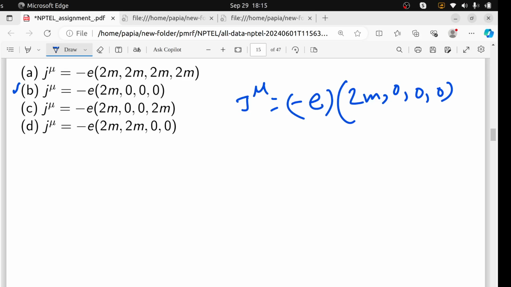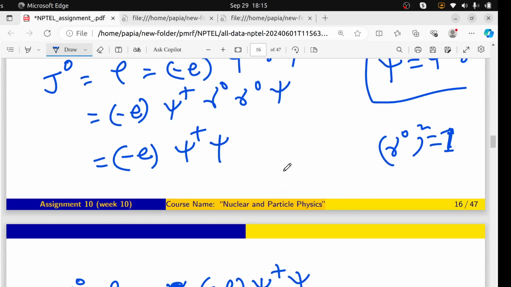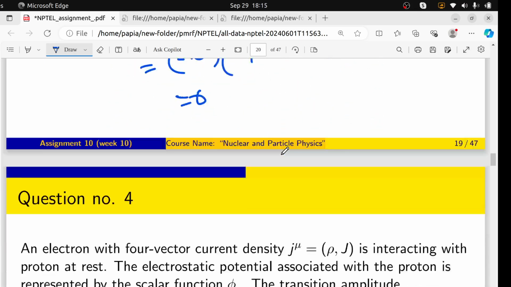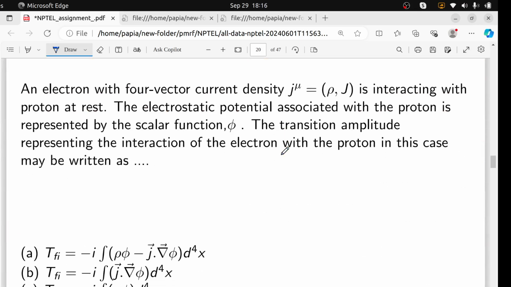Because the other components, J1, J2, J3, these three are 0, only J0 is there, which is rho. Okay, fine. Then maybe we can go to the next question.